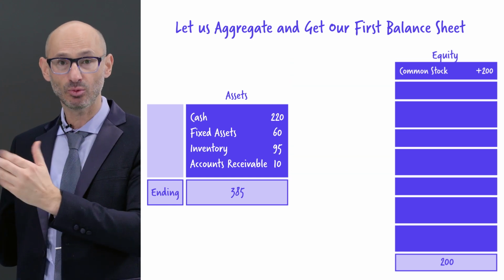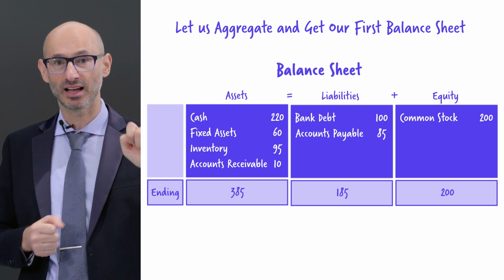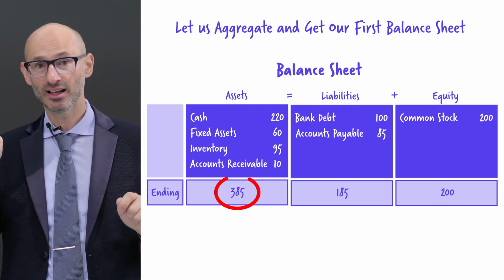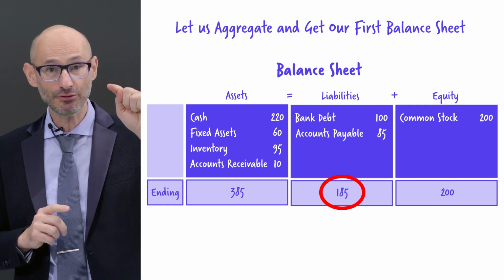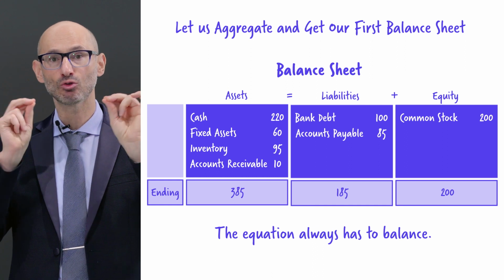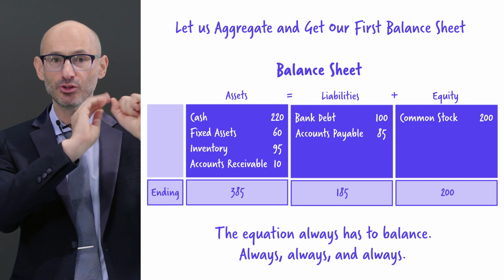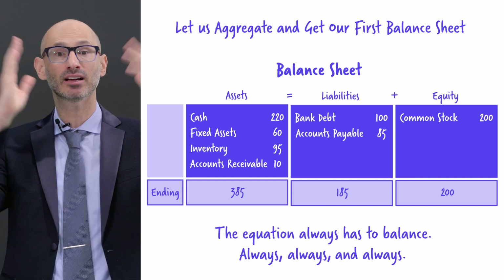On the right-hand side, we have liabilities and equity. Please see that the equation balances. On the left, we have 385, and on the right, we have 185 plus 200. The equation always has to balance. Always, always, and always. Whether you are in Europe, Africa, Asia, or Antarctica.